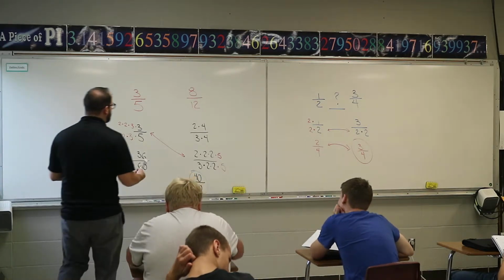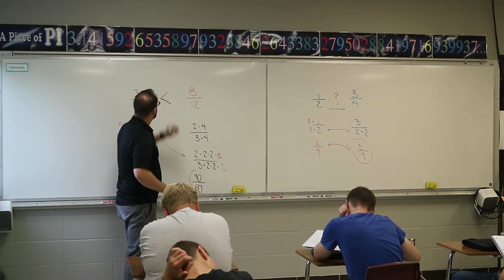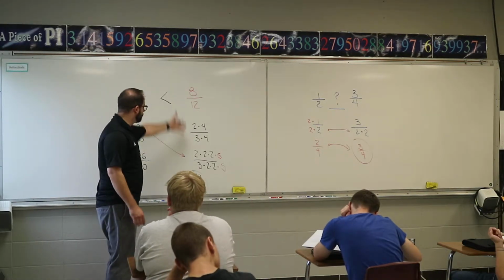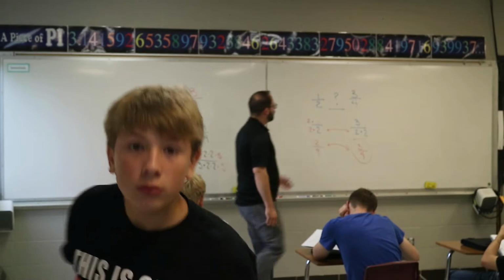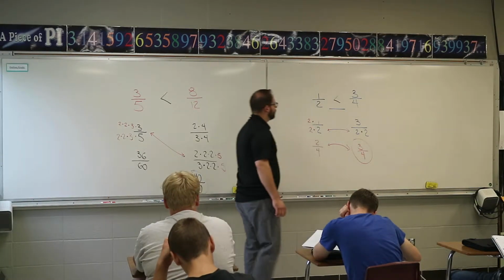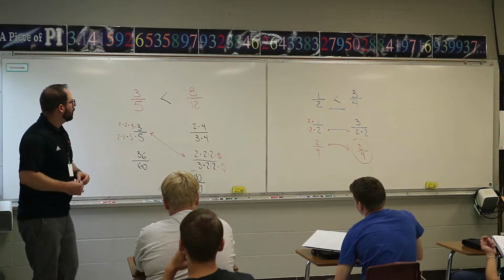Now, to figure out which one's bigger, other than just circling it, we use that symbol again. The mouth eats the bigger fraction. This is technically a better fraction, it's a bigger fraction. Over here, the 3/4 is a bit bigger fraction. So I use that symbol, the inequality symbol. Questions?